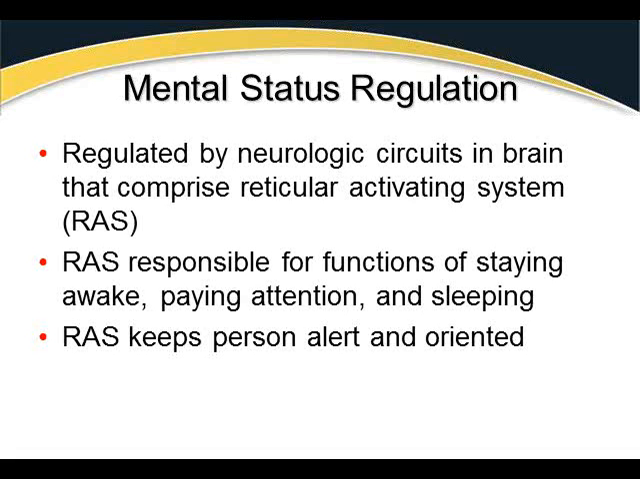All right, so our pathophysiology, mental status regulation. How do we stay awake? Well, that's regulated by some neurologic circuits in the brain that compose a particular area referred to as the reticular activating system, or the RAS. The RAS is responsible for our sleep-wake cycle. The RAS is what caffeine works on when we drink it, and it helps to stimulate it to constantly keep the brain going and keep us alert and oriented.